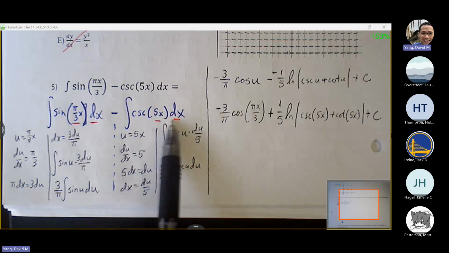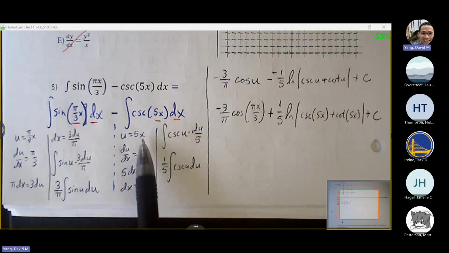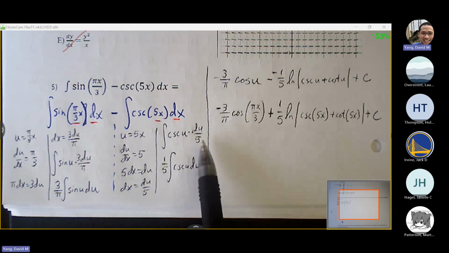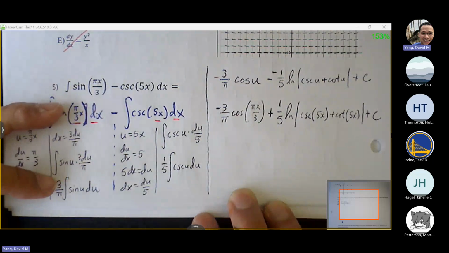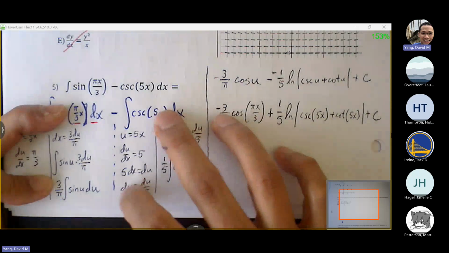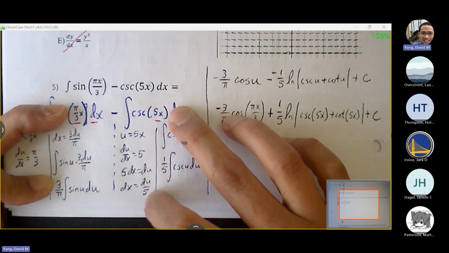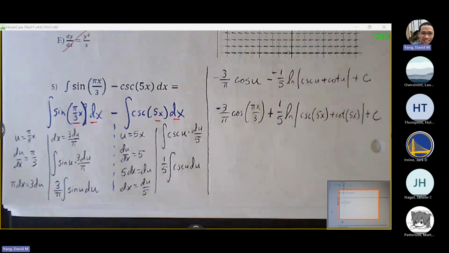Here, cosecant u value is 5x. Derivative is 5, cross multiply, dx equals du over 5. This reminds us there's a 1/5 in front. So the 5x will produce a 1/5. The pi over 3 x will produce the 3 over pi. So if you understand that it's just the reciprocal of the derivative, you can skip that step if you're comfortable. If not, then go through the u substitution process.